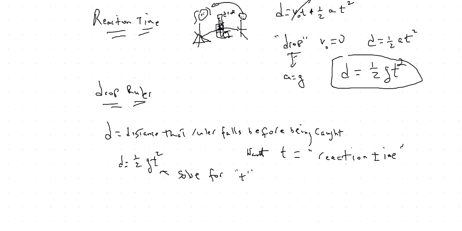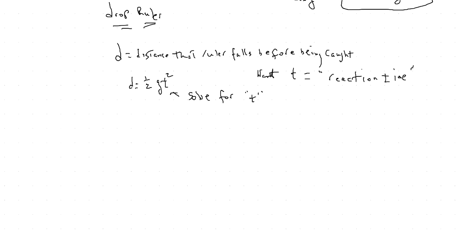Okay, so let's start over here. D, go slow, is 1/2 g t squared. Now we got to get t all by itself. So let's multiply both sides by 2. Okay, 2 times 1/2 on this side goes out. So we have 2d equals g, sorry, that's a g, t squared.